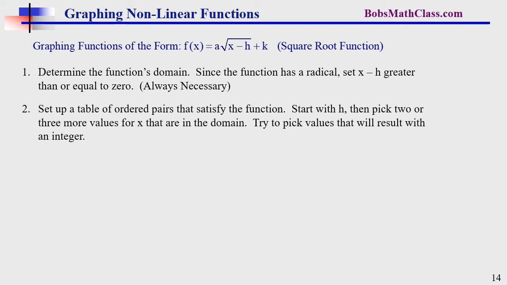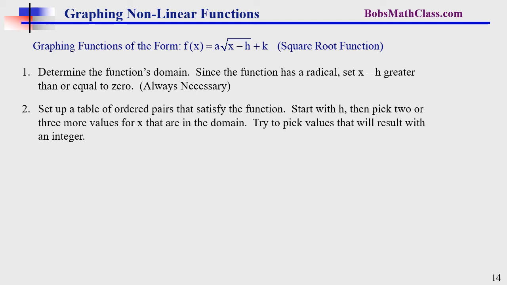Now we're going to set up a table of ordered pairs that satisfy the function. We're always going to start with h, so that's the number that makes it 0 inside the square root. Then, instead of saying 2 to the left and 2 to the right, I cannot say that in these problems, because on one side, they're not going to be real numbers. So I just have to say, pick 2 or 3 more values that are in the domain.